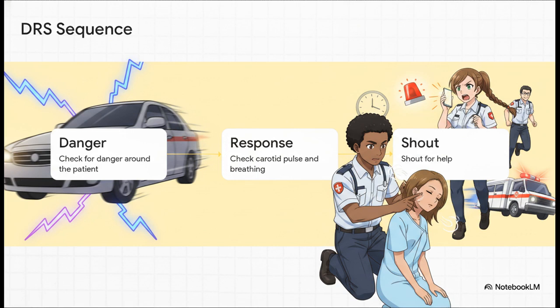Step 2 is R for response. You're checking the patient's response specifically by feeling for that carotid pulse and looking for breathing for about 5 to 10 seconds. Then, step 3 is S for shout for help. You need to activate the emergency response system or point to someone specific to do it immediately because you are about to be incredibly busy.